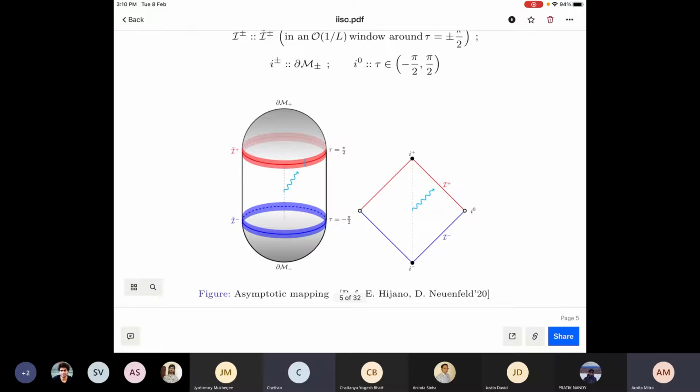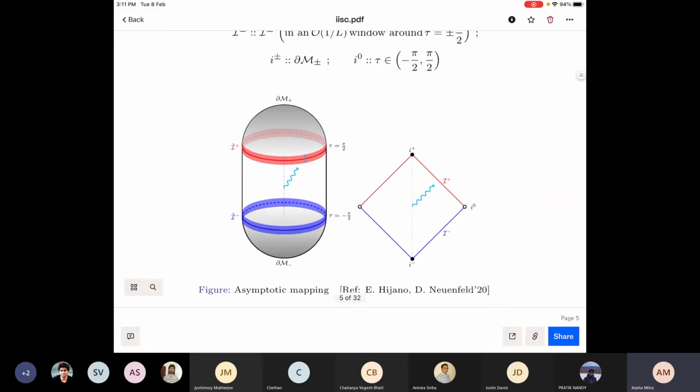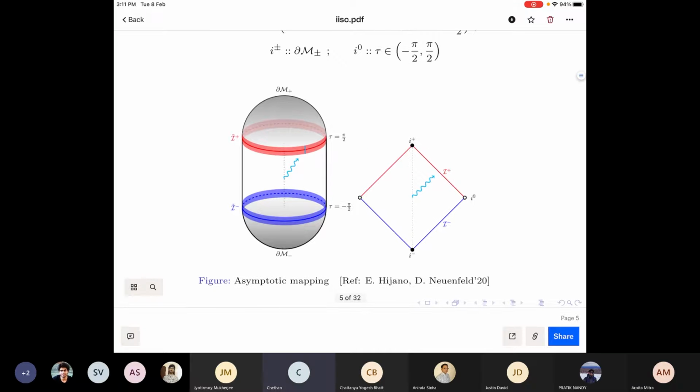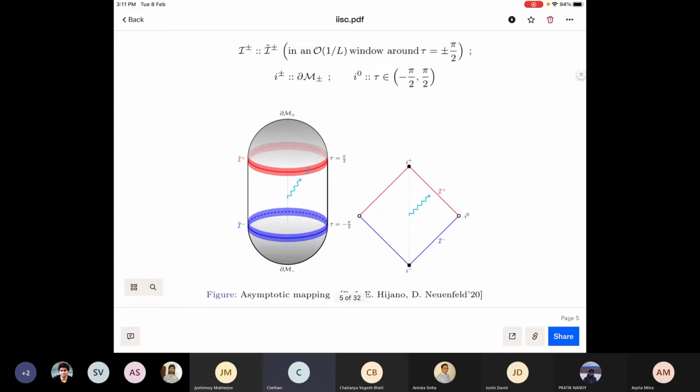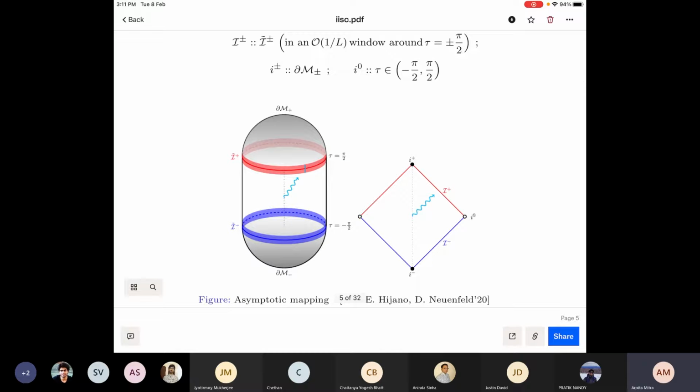Yes, so there is this asymptotic mapping. If we consider the AdS space-time, here in this red fringe we have global time tau equal to around pi by 2, and we can parameterize it as tau equal to pi by 2 plus u by L. And this blue fringe is tau equal to minus pi by 2, plus or minus u by L. Can you move the slide a little bit down, because I cannot see the top part where you have written something. Yes, it's better. So this is the asymptotic mapping.